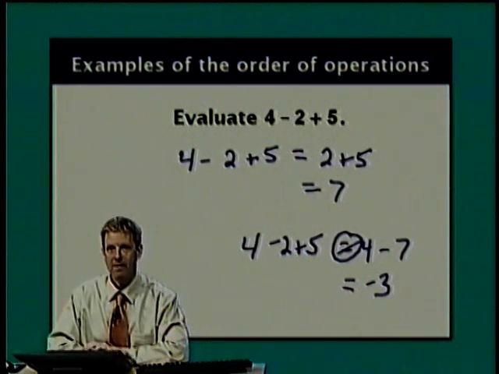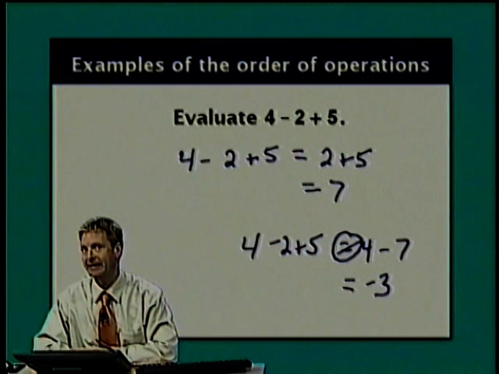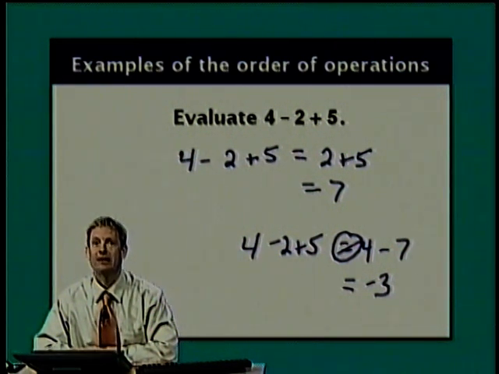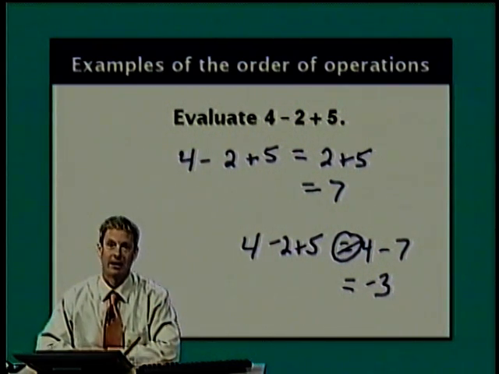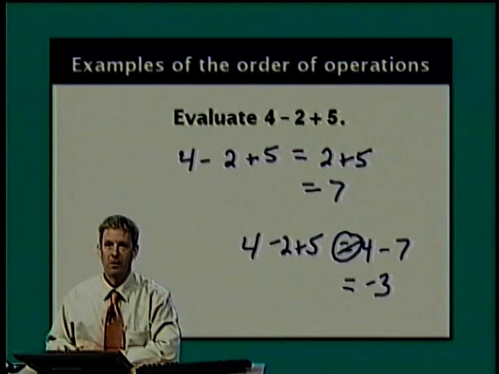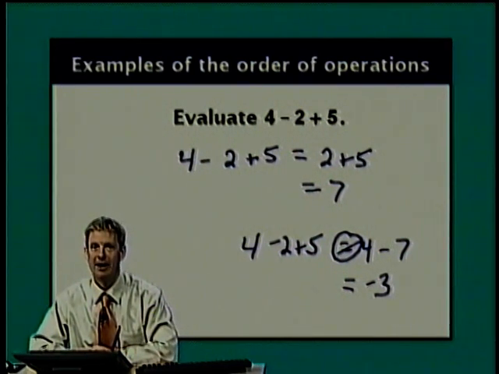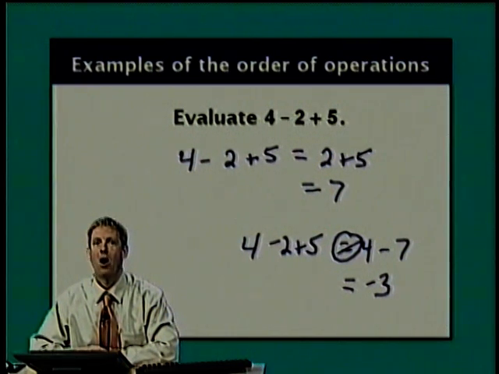And because order of operations says that subtraction and addition have equal priority, and what that means is that if you encounter both addition and subtraction, they need to be performed left to right. The first calculation was the correct calculation. The second calculation was just plain wrong.